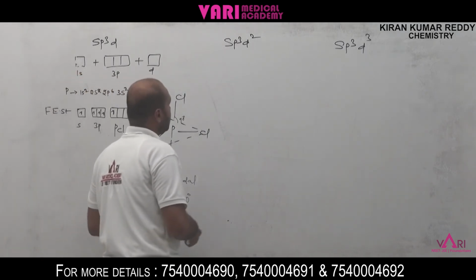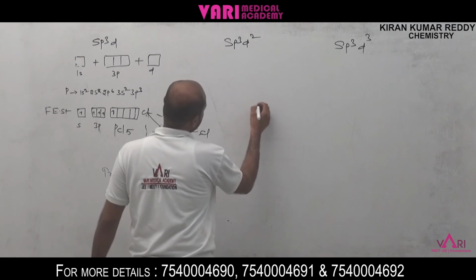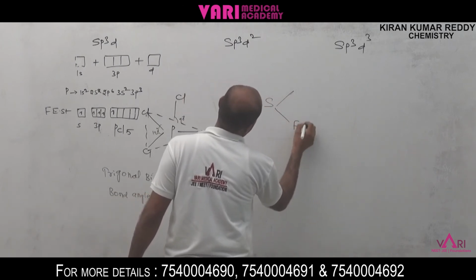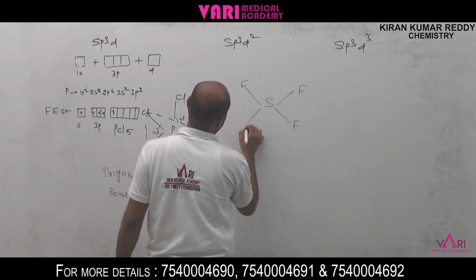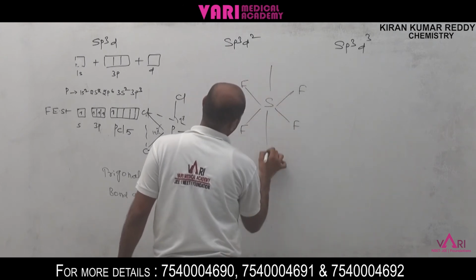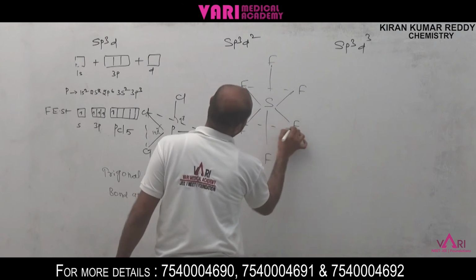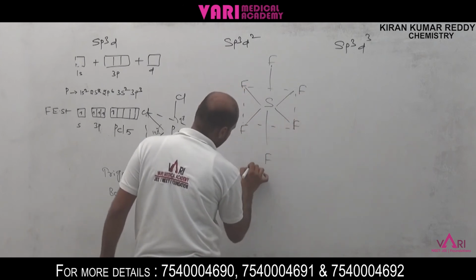Next one is sp3d2. We can take SF6, with fluorines around. Here also, what is the shape, what is the geometry? This one is octahedral geometry.